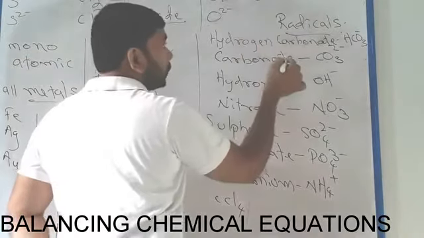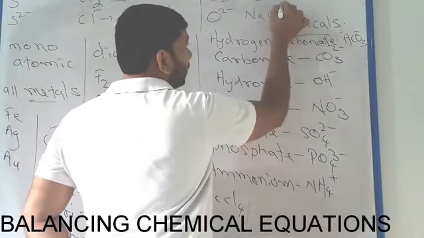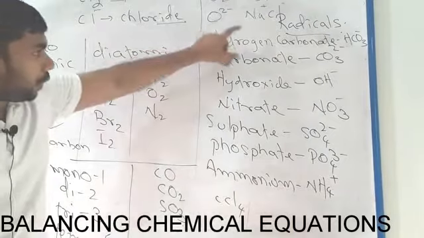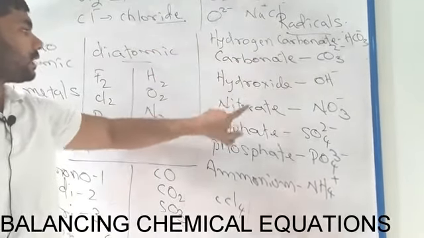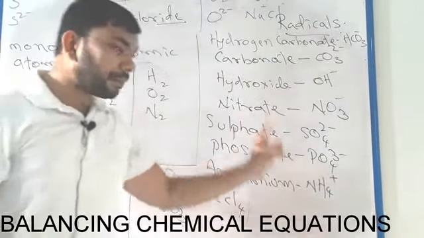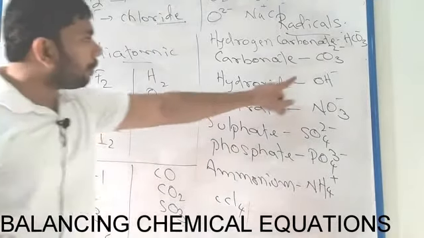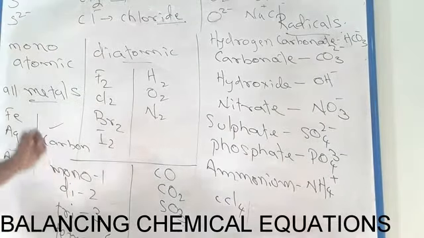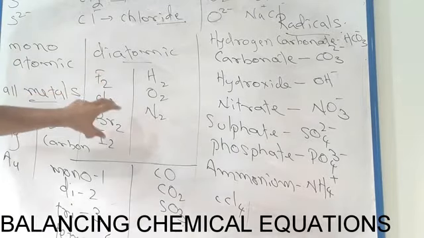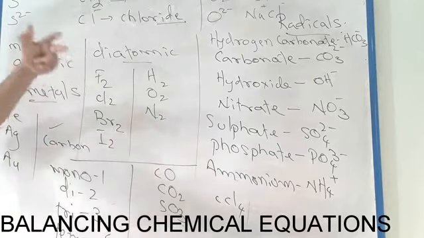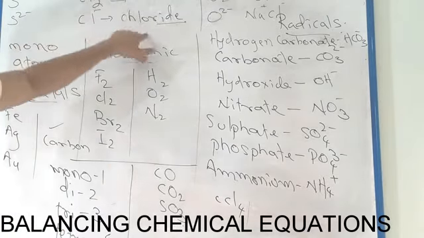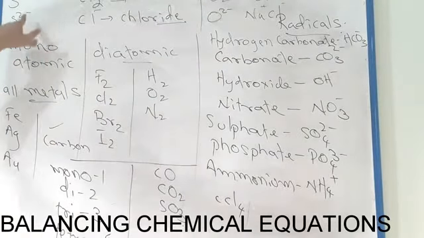Here, only Cl2 is chlorine. But in NaCl, chlorine is minus and sodium is plus, so it is sodium chloride. Remember all these are radicals: hydrogen carbonate, hydroxide, nitrate, sulfate, phosphate, ammonium. Memorize them, and also their charges: OH minus, SO4 2 minus, CO3 2 minus. Also remember monoatomic and diatomic elements, and mono 1, di 2, tri 3, tetra 4. Cl2 chlorine, chloride; oxygen, oxide; nitrogen, nitrite; sulfur, sulfide. Clear?